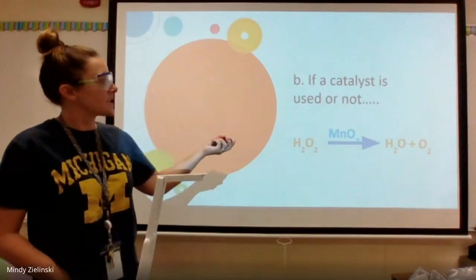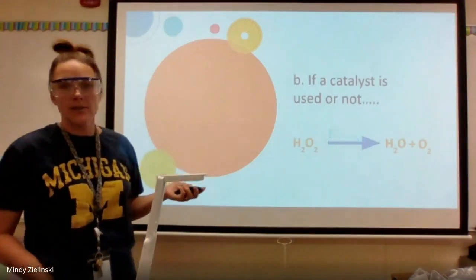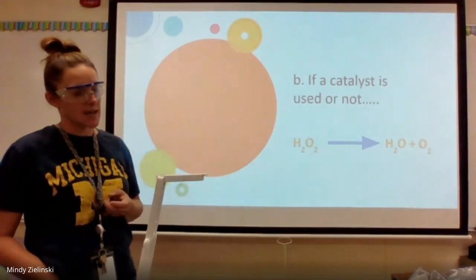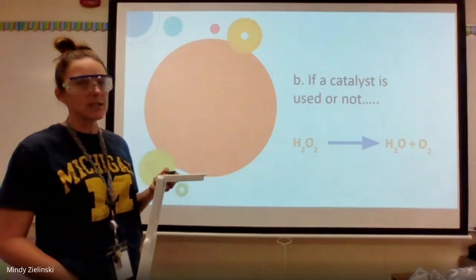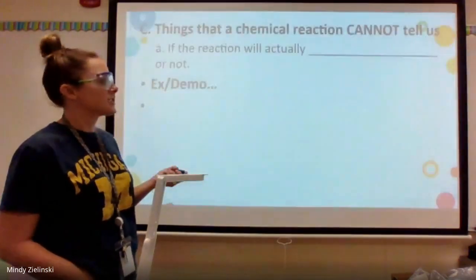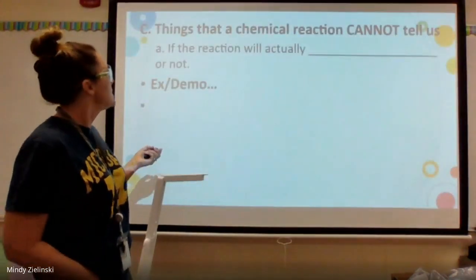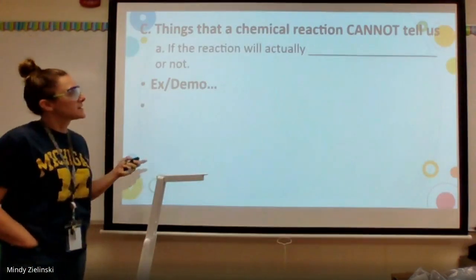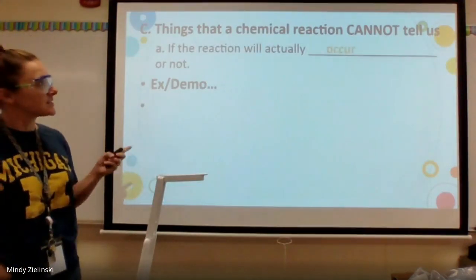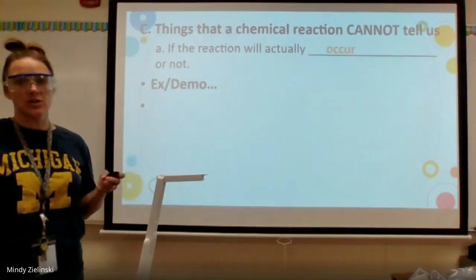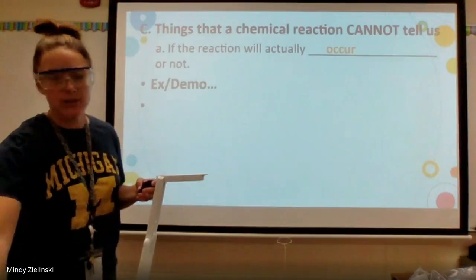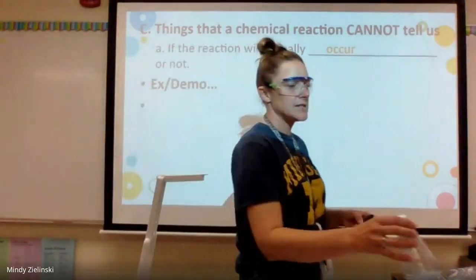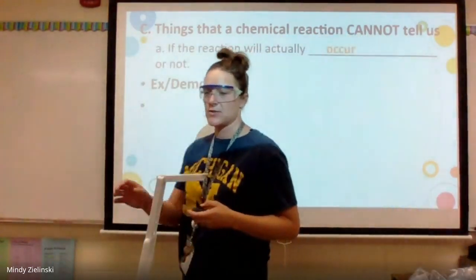So this would say that a catalyst is used. If I don't have anything on top of that arrow, it would tell us that a catalyst is not used. So that's something else that a reaction can tell us. But there's also things that a reaction cannot tell us, okay? One of the big things that a reaction can actually not tell us is if the reaction will actually occur or not. Okay, we have no idea if that reaction is actually going to occur. Just because we can write it down does not mean that the reaction is going to happen.